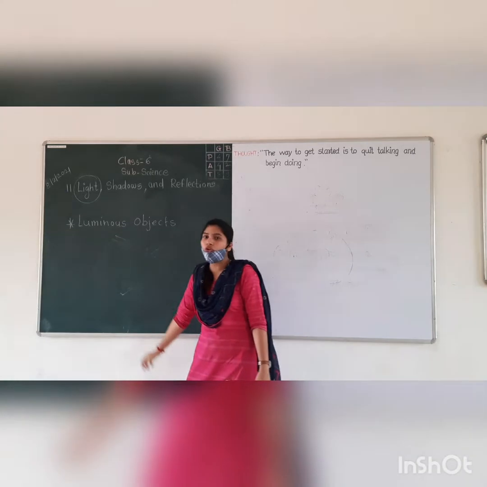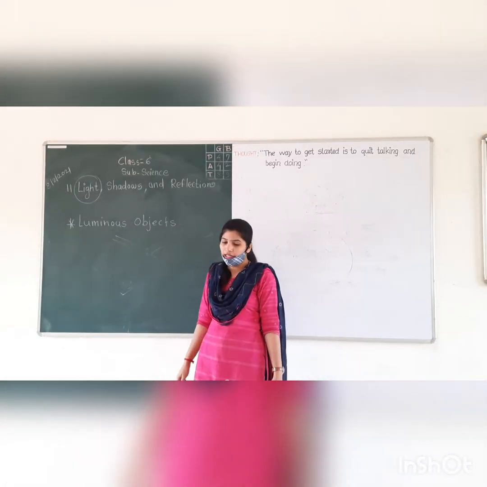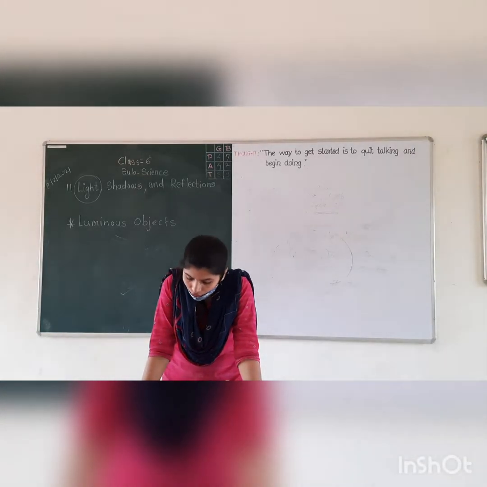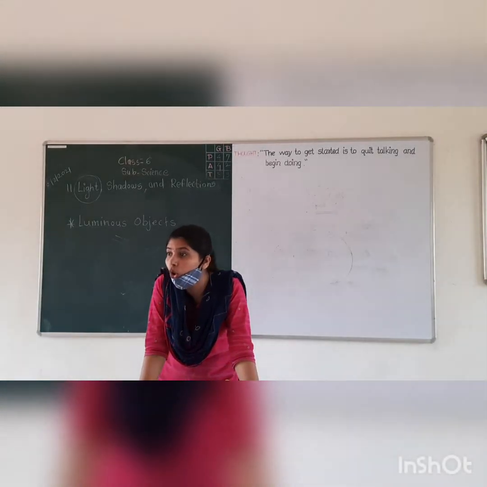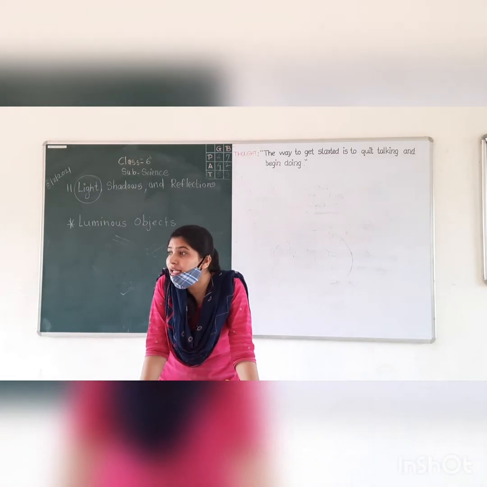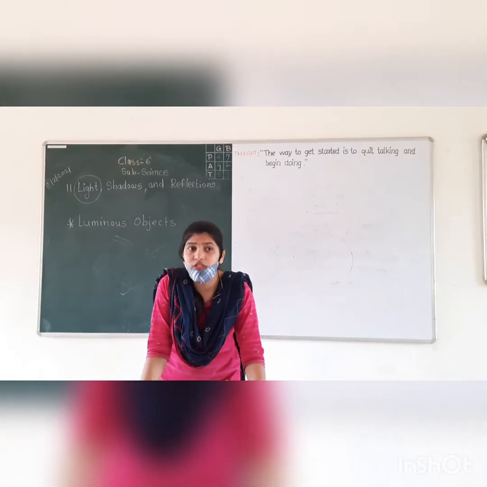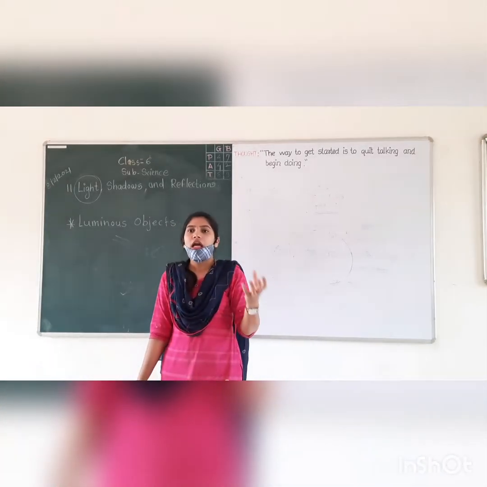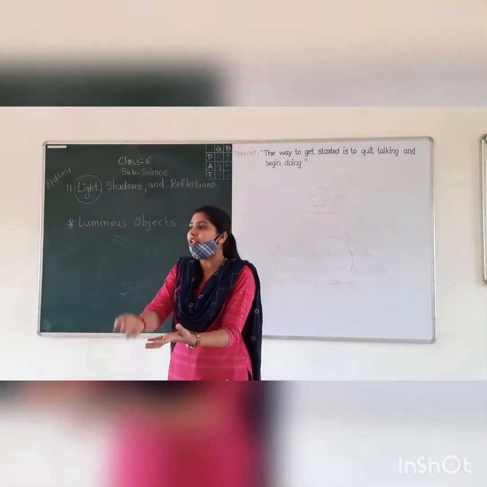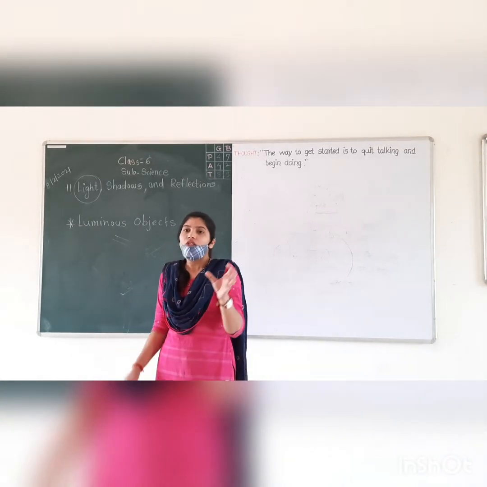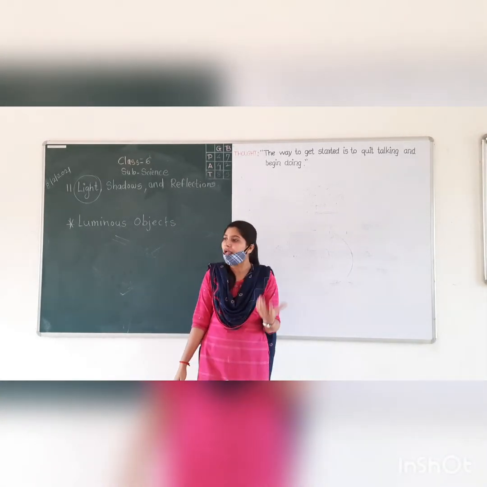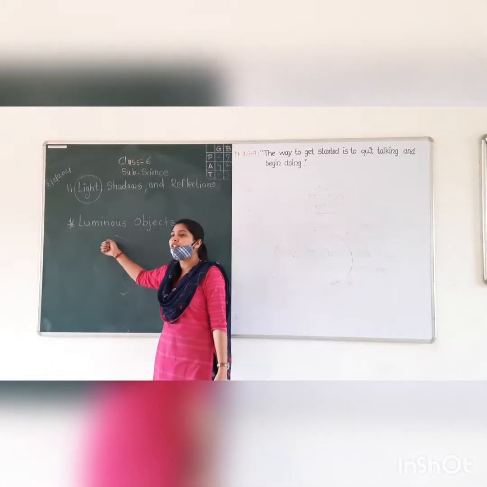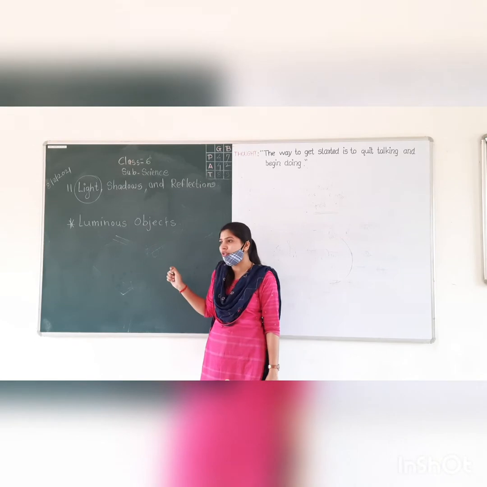So write the definition in your own words. In the textbook the definition is given: objects like the sun that give out or emit light of their own are called luminous objects. We are not helping. See the bulb, torch and all. We are providing energy, then they are giving us light. So the things that give us light of their own are called luminous objects. Understood?